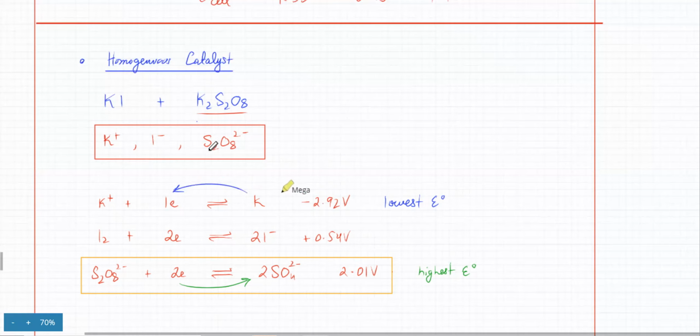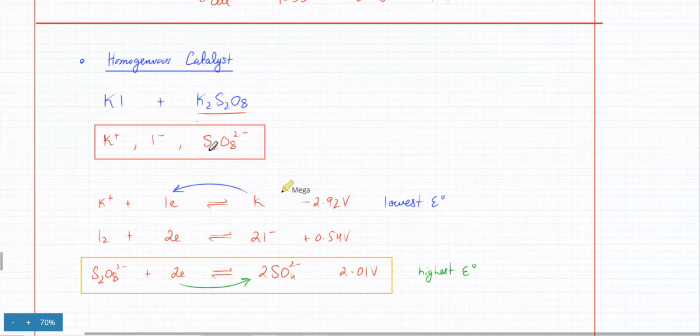We can also calculate the E naught cell, which is the potential difference between the oxidation and reduction equations. Higher potential minus lower potential, so it's 2.01 minus 0.54 volts. This comes out to be 1.47 volts. So that's my E naught cell, which is very feasible. So it's a very feasible reaction.